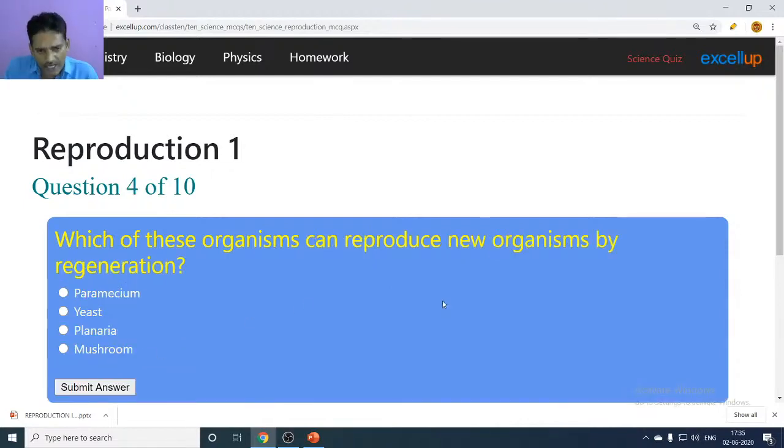Which of these organisms can reproduce new organisms by regeneration? We discussed in the concept. Here, paramecium, yeast, planaria, mushroom is given. Come on. Yes, C is the correct option. Very good.